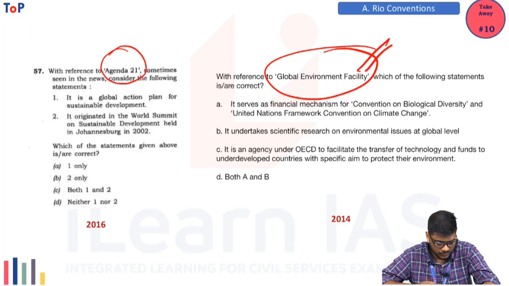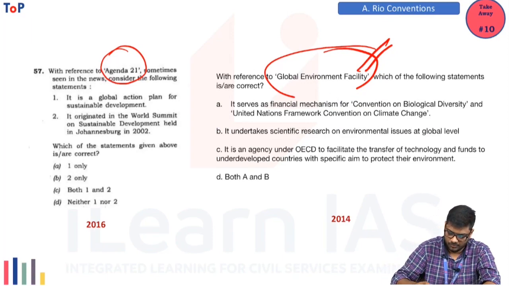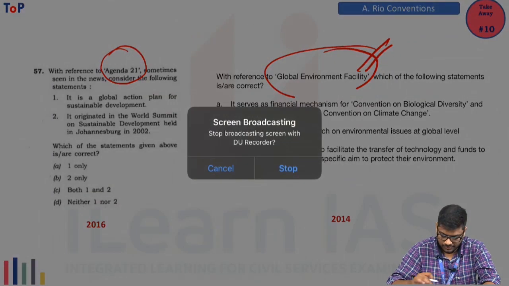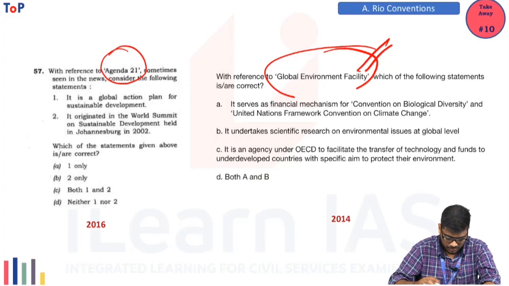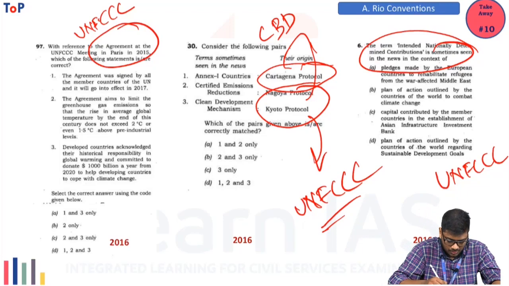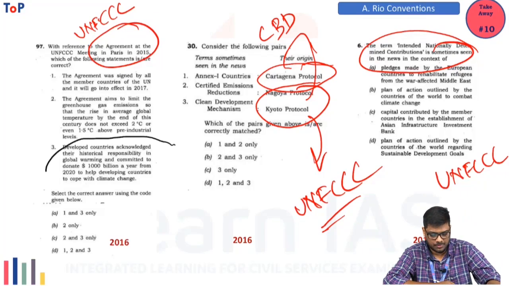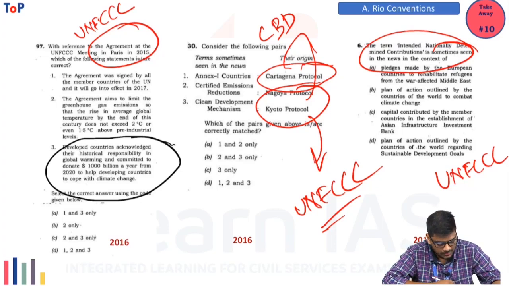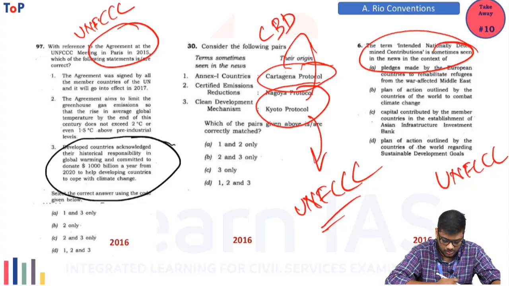So this one. Let me take the slide. So this one, Paris Climate Treaty. How will you solve this question regarding the Paris Climate Treaty? Go for the third statement. What was it about? Under the Paris Climate Treaty, developed countries acknowledge their historical responsibility in global warming and commit to donate $100 billion a year from 2020 to help developing countries cope with climate change.